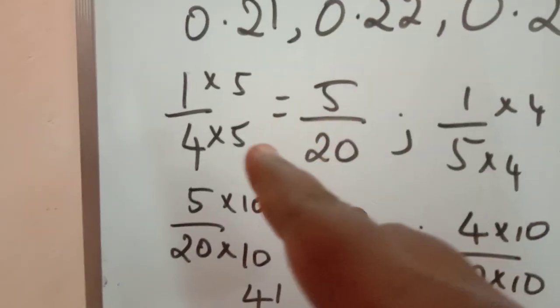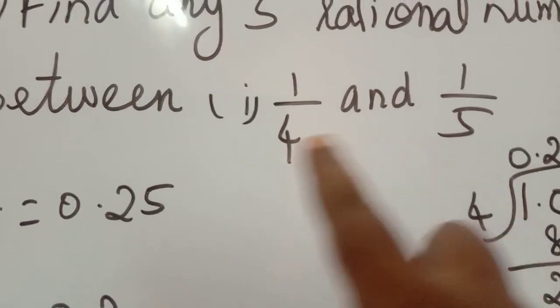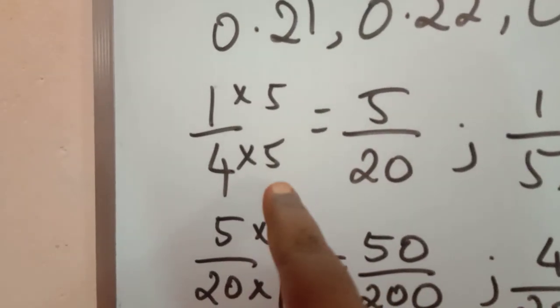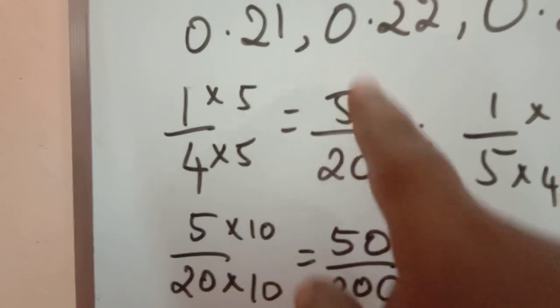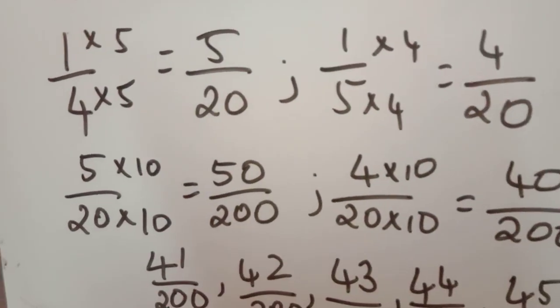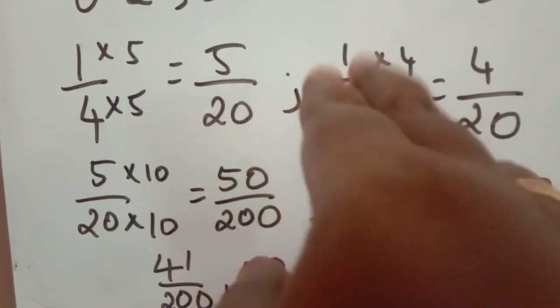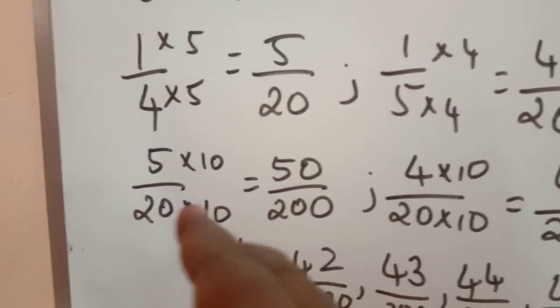Otherwise, one more method. LCM of 4 and 5. 1 by 4, 1 by 5. LCM of 4 and 5 is 20. So multiply by 5 to get 20 in the denominator. So 5 by 20. Multiply by 4 to get 20 in the denominator. 4 by 20. Now 4 by 20, 5 by 20. In between these two we cannot write easily.